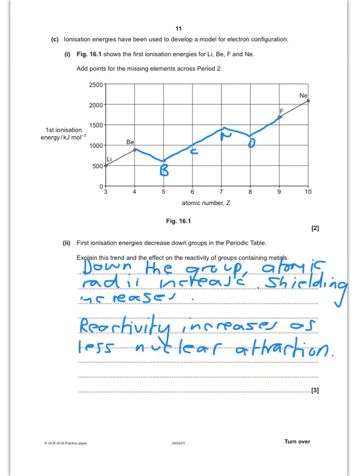So I've now got to add a few points as I go across period 2 for the first ionization energy, and remember that boron and oxygen are both lower than we expect them to be, so it looks something like that.